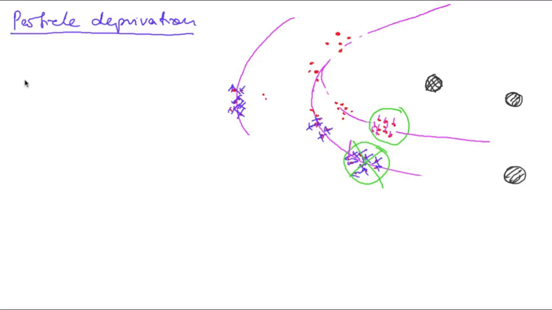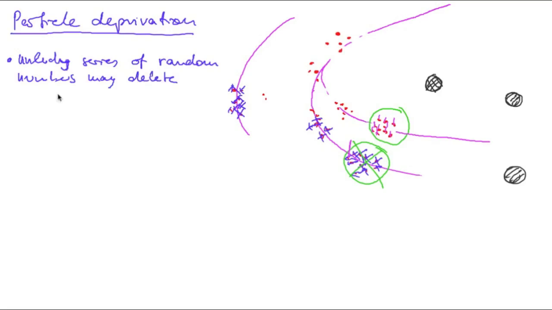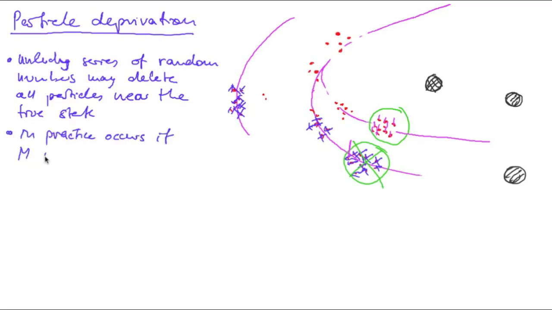And so particle deprivation means that an unlucky series of random numbers may delete all particles near the true state. And this typically occurs, of course, if the number of particles is too small.